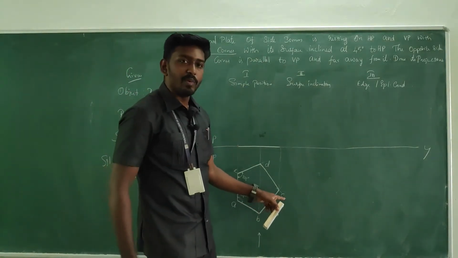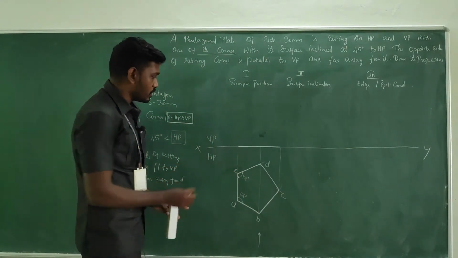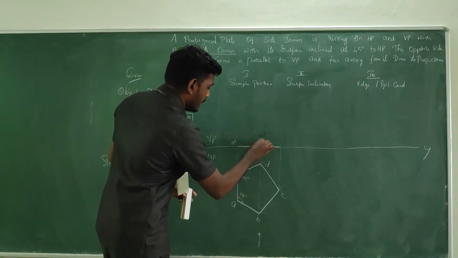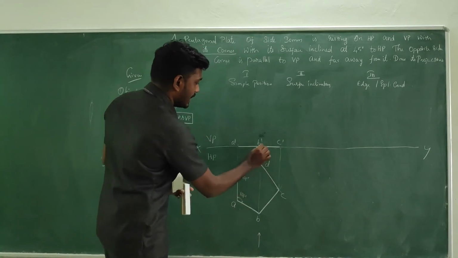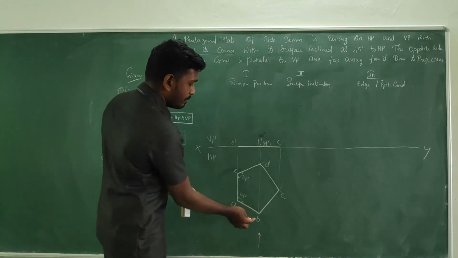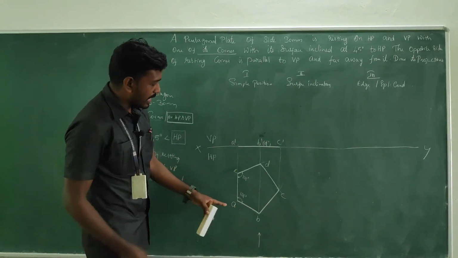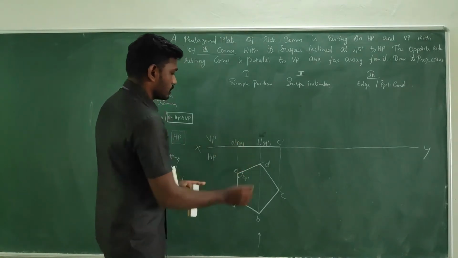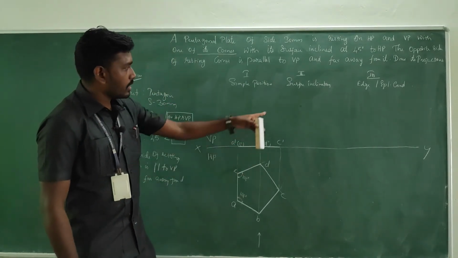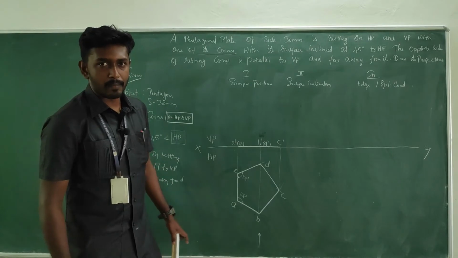A, B, C will be visible, D and E will be invisible. A, B, C will be visible, D will be invisible, it's just behind B, E is invisible just behind A. That's all. Next, move to the surface inclination.